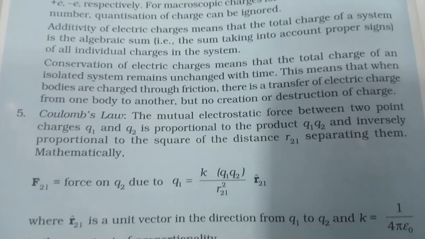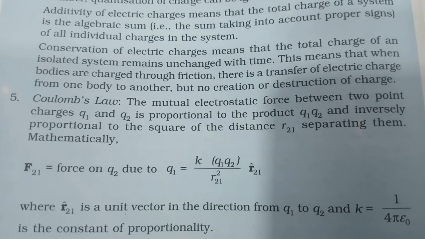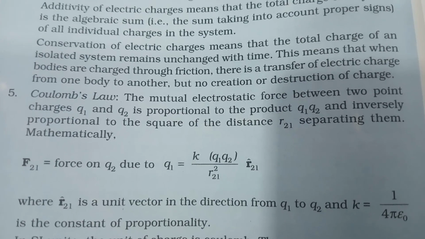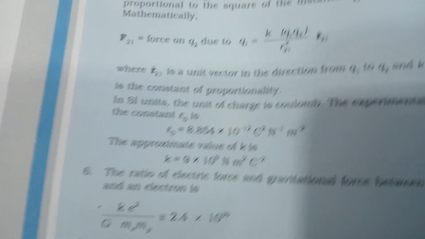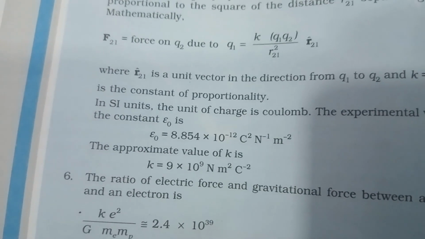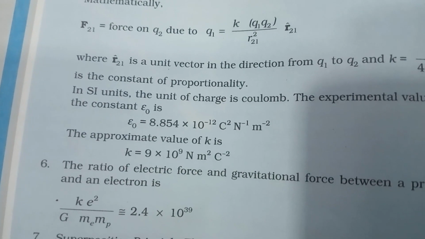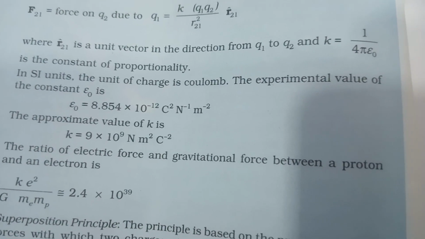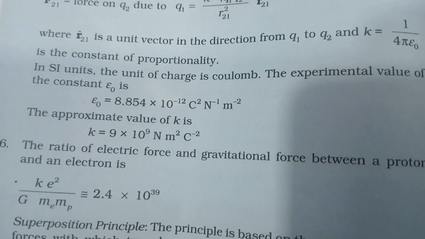Next is Coulomb's law. The mutual electrostatic force between two point charges q1 and q2 is proportional to the product q1 q2 and inversely proportional to the square of the distance r21 separating them. Mathematically, F21, the force on q2 due to q1, is equal to k q1 q2 upon r21 square, r cap 21, where r cap 21 is a unit vector in the direction from q1 to q2 and k equal to 1 upon 4 pi epsilon naught is a constant of proportionality.